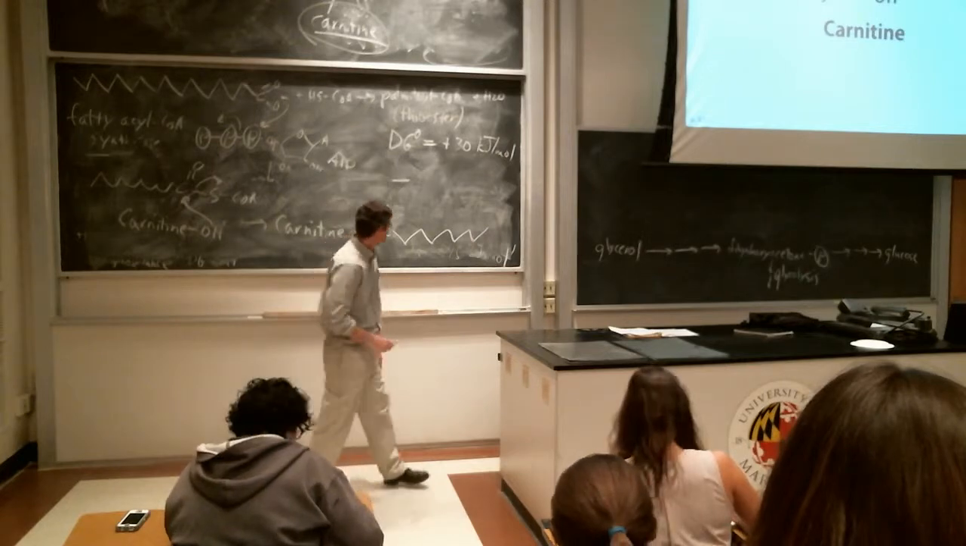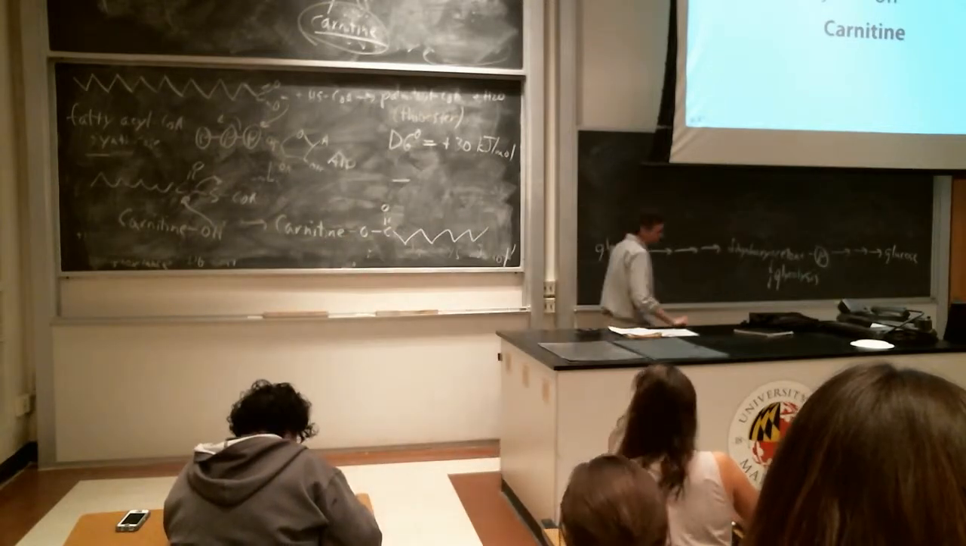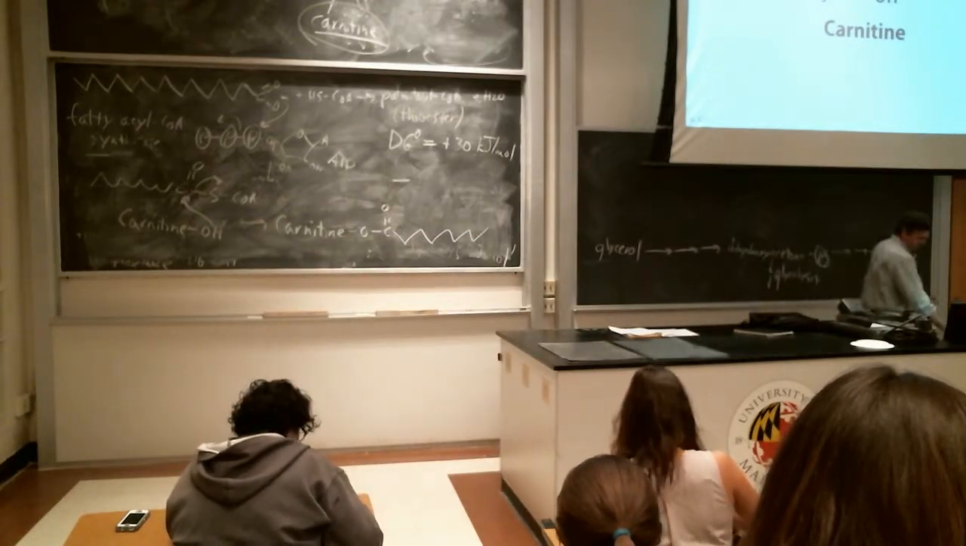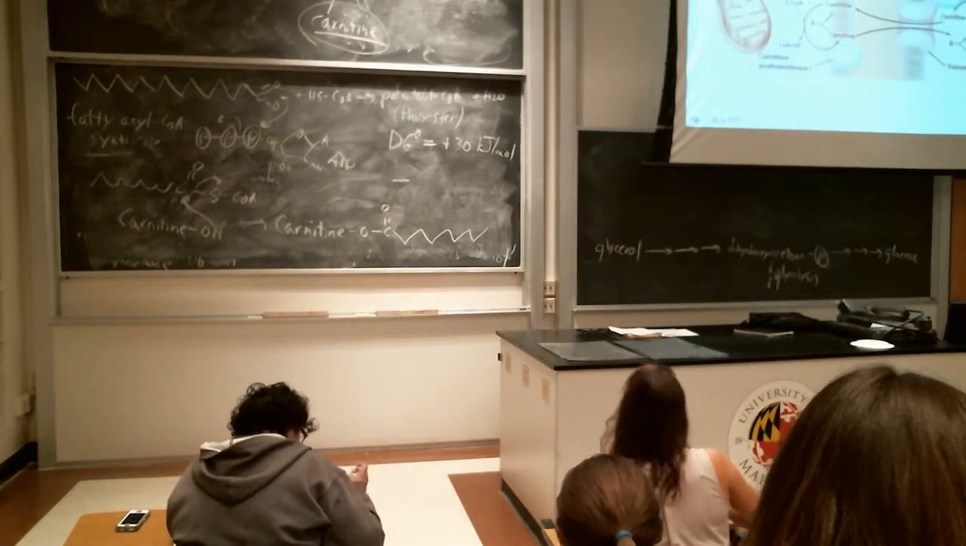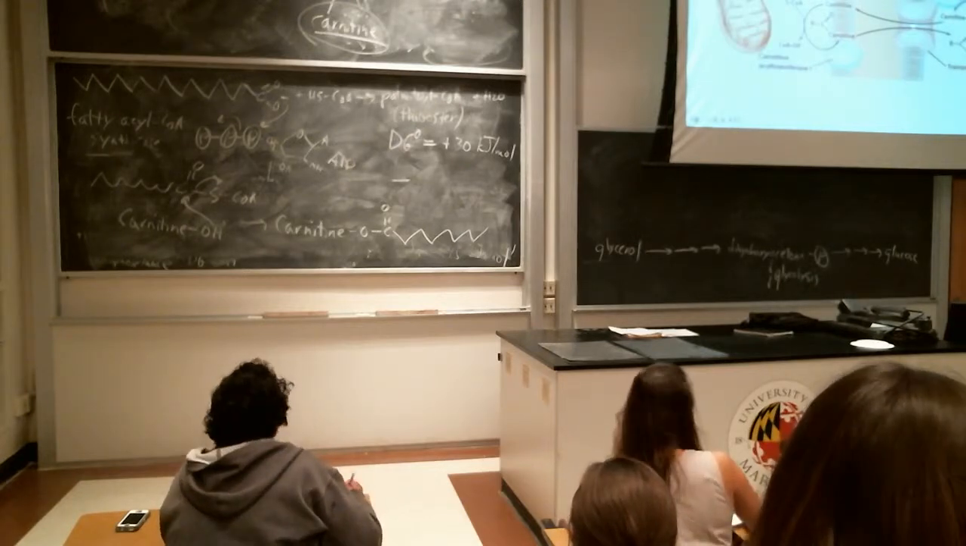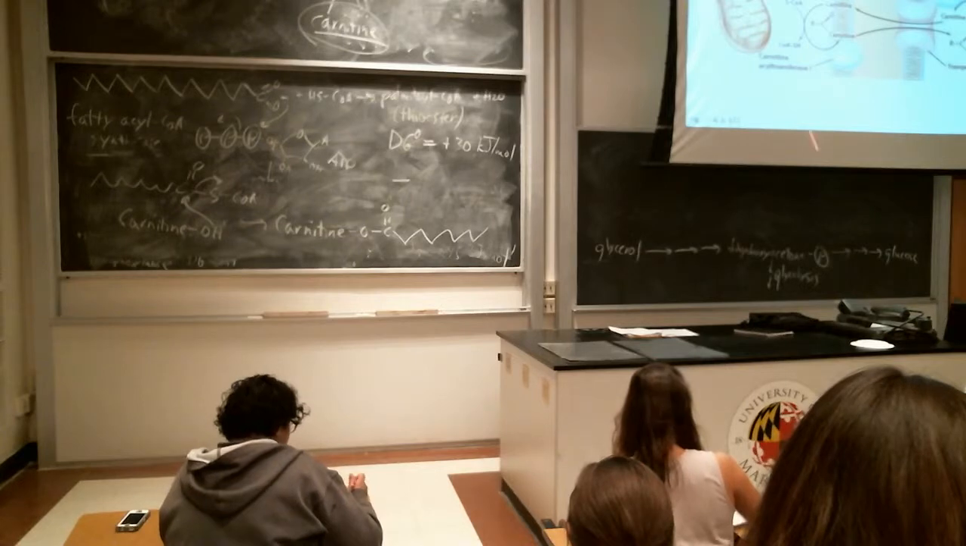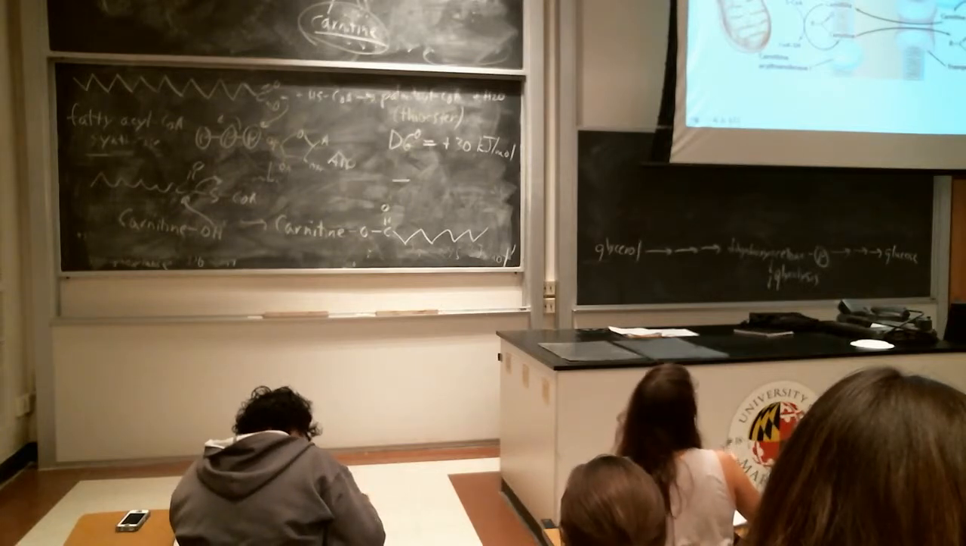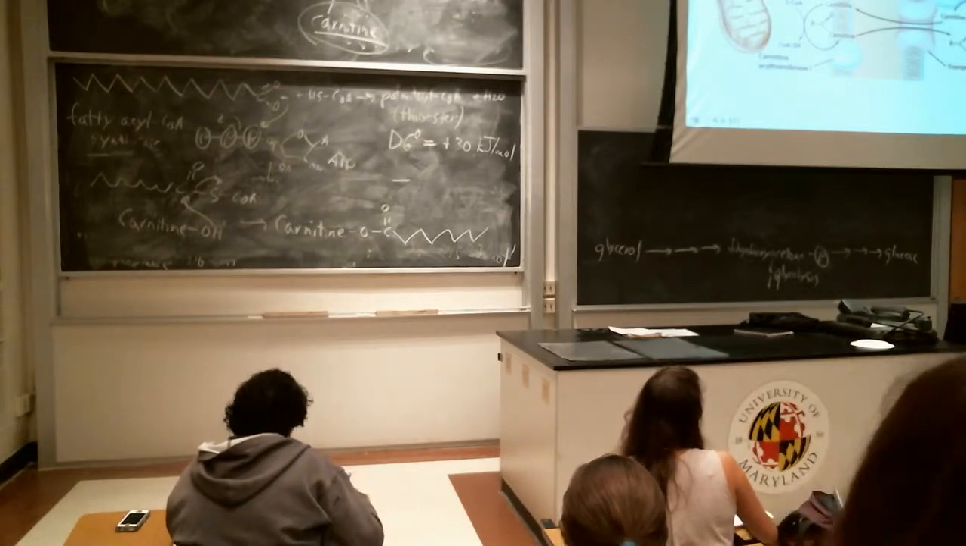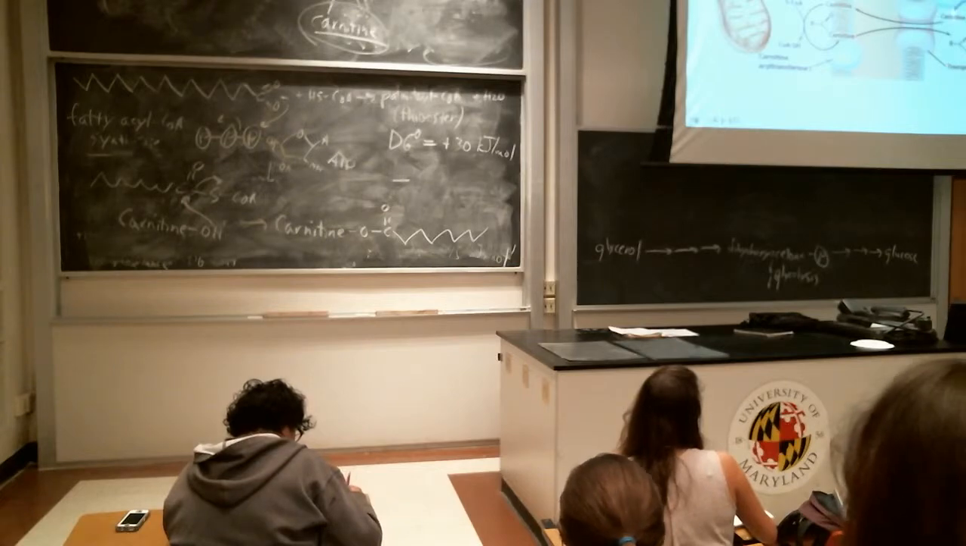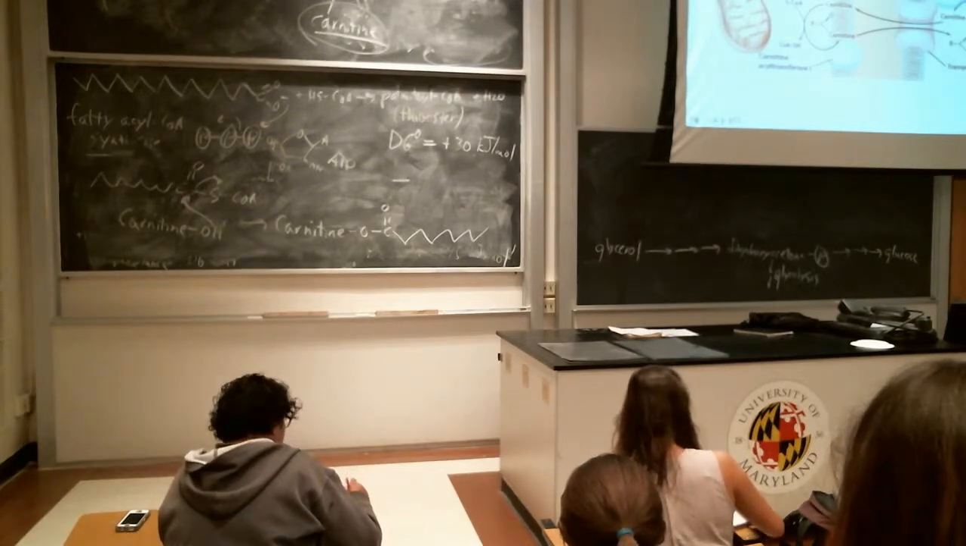So when you go to a health food store and you can find bottles of carnitine, this is why you need carnitine. Now, whether eating more carnitine is going to help you do this faster, I don't know. But that finally produces the fatty acyl-CoA in the matrix of the mitochondria. Where is the oxidation?